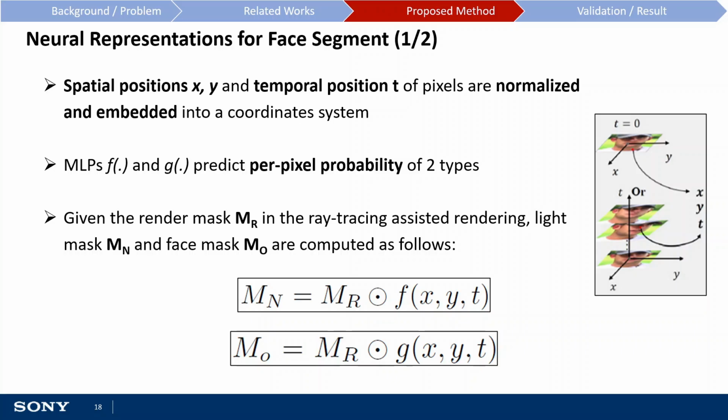Two MLPs are used to predict per pixel probability of two types. Given the render masks MR in the ray tracing assisted rendering, the light mask MM and face mask MO are computed with per pixel multiplication of MR with the output of F and G respectively.